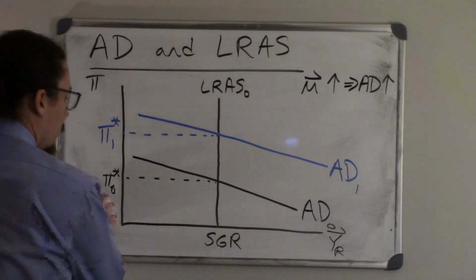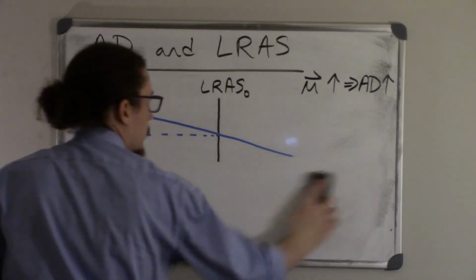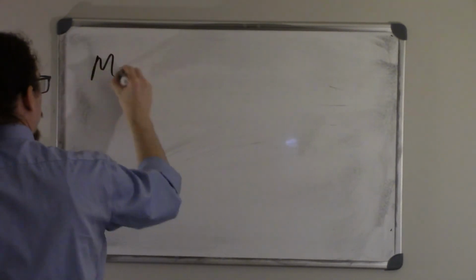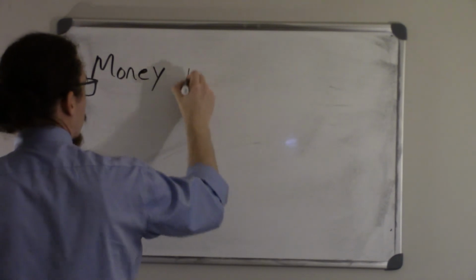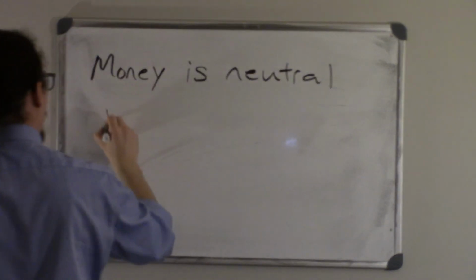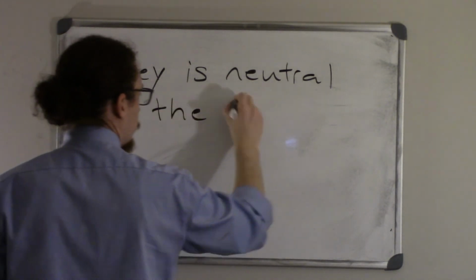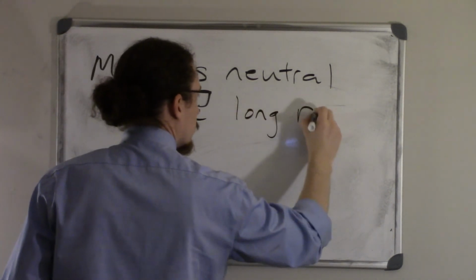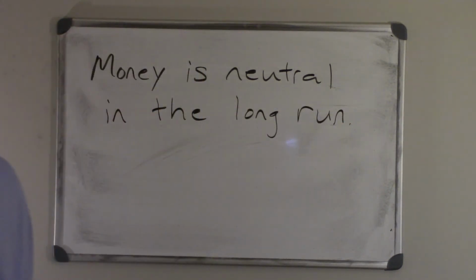This graph that we just had up here really encapsulates that idea, or graphically shows that money is neutral in the long run. Sorry about that. So printing money does not lead to growth.